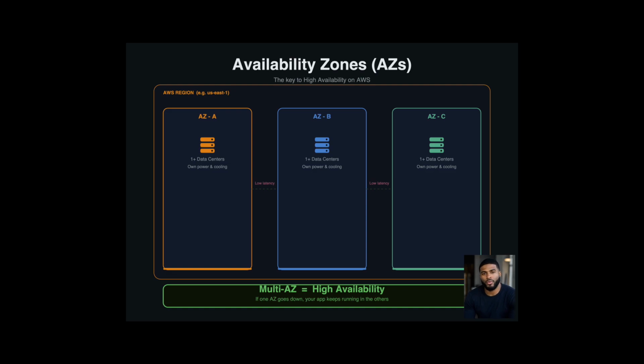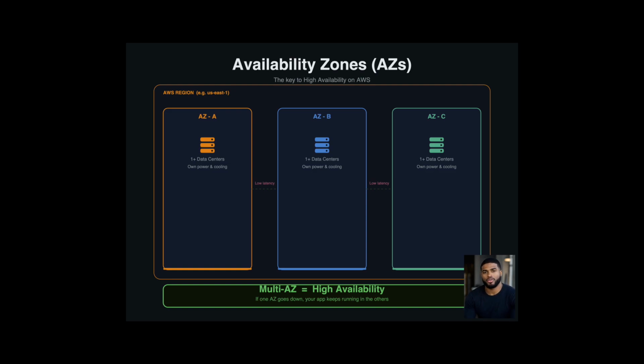Okay, inside each region, you've got availability zones, or AZs. This is where it really gets important. An AZ is one or more discrete data centers. Each one has its own power, cooling, and physical security, and they're physically separated from each other. We're talking miles apart. But they're connected with super high-speed, low-latency networking. Think of it this way. If a flood or a power outage hits one data center, the others are far enough away that they're totally unaffected. Most regions have between 3 and 6 AZs.